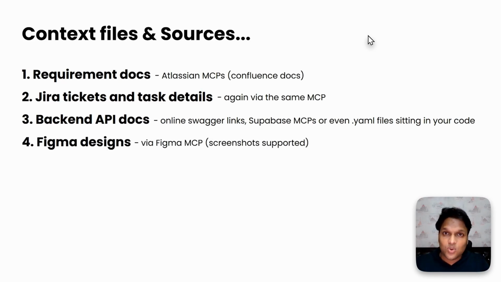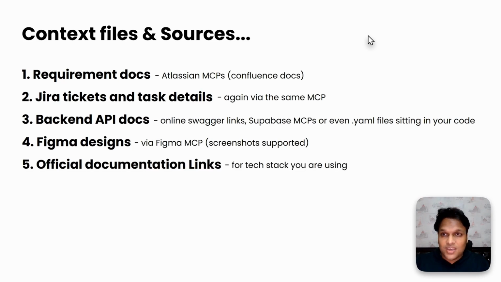Next is Figma designs. You have Figma MCP available. So it has screenshot support. I have seen many developers just screenshot the UI and try to give context. But if you connect Figma MCP, you will get all those details, all those variables, and different things. So it will make your AI life easier. And next is official documentation links, for example, for the tech you are using, and you can give all of them as context too.